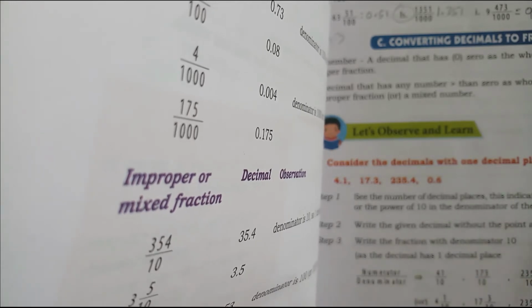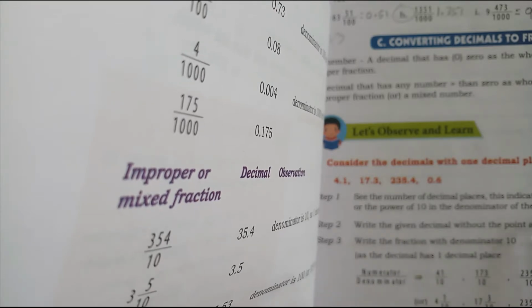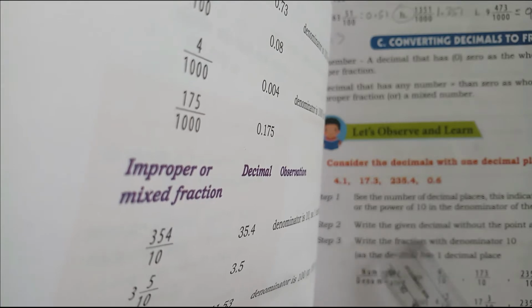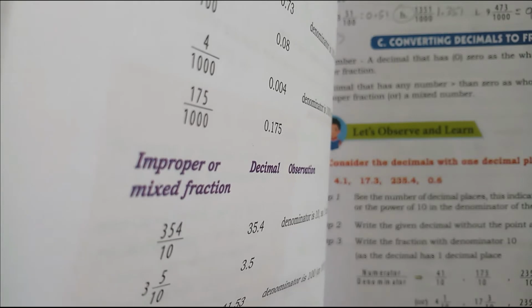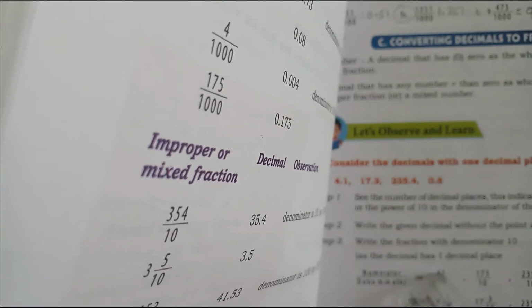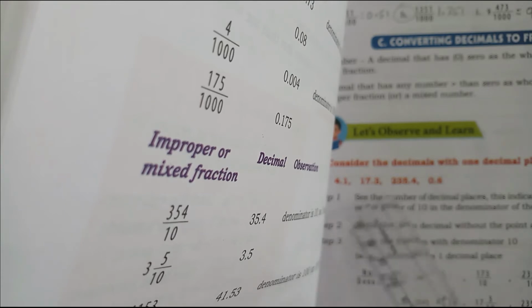Now step 1 here, see the number of decimal places. This indicates the number of zeros or the power of 10 in the denominator of the fraction. Now step 2, write the given decimal without the point as the numerator. That means here for 4.1 the numerator is 41. They are asking us to remove this decimal point. If we remove it, the number will change to 41.